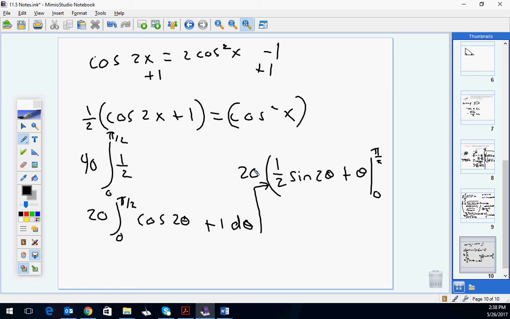Are we ready? We just plug in now. Pi over 2. What's 2 times pi over 2? Pi. Yep. 2 times a half is a whole. Okay, so that's 0. Because the 1, right? Okay, so we're good. That's 0. That's just pi over 2. That's by himself. So 0 plus pi over 2 times 20.